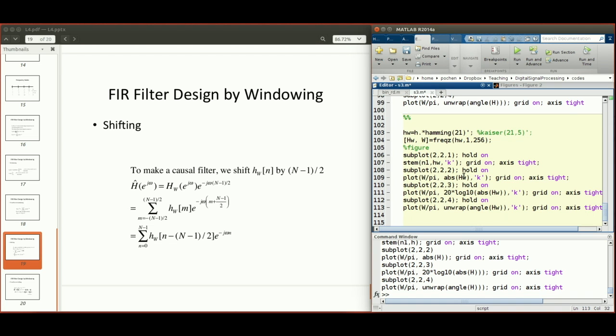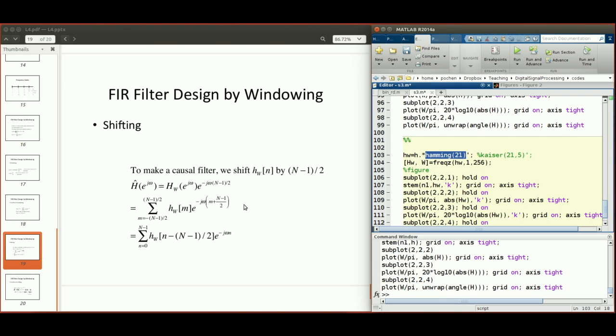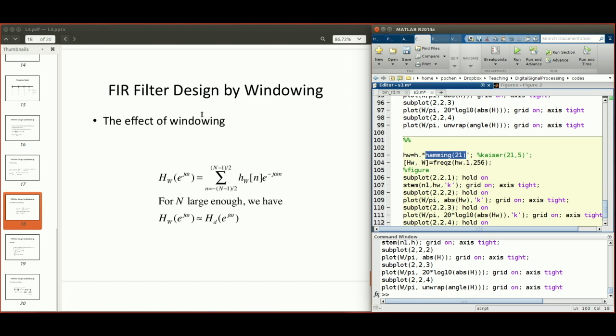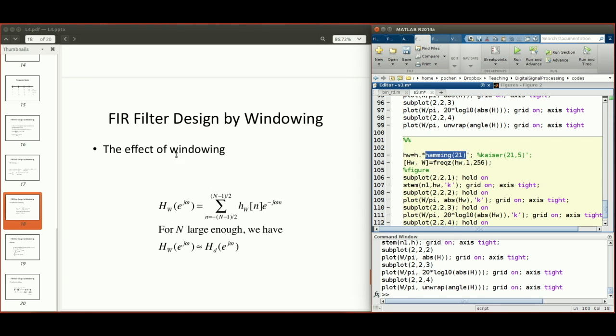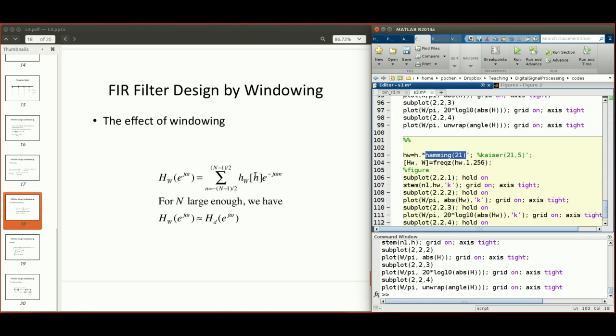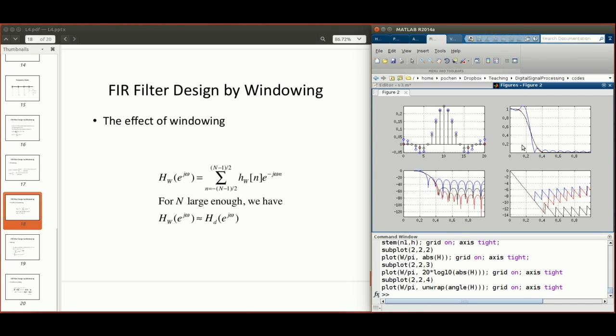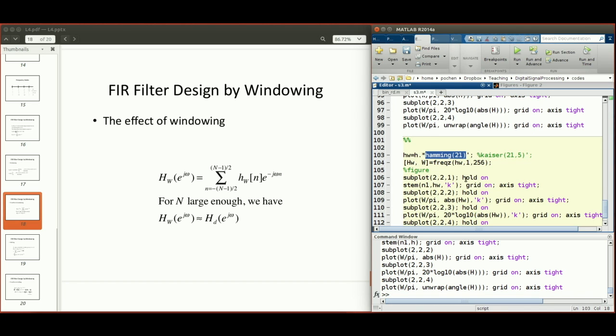So by using different kinds of windows, you can achieve different effects in your final FIR filter, and the effect of the windowing can be predicted. You can try different windows, calculate their frequency domain amplitude spectrum, compare the different filters, and pick the one that's most suitable for your needs.